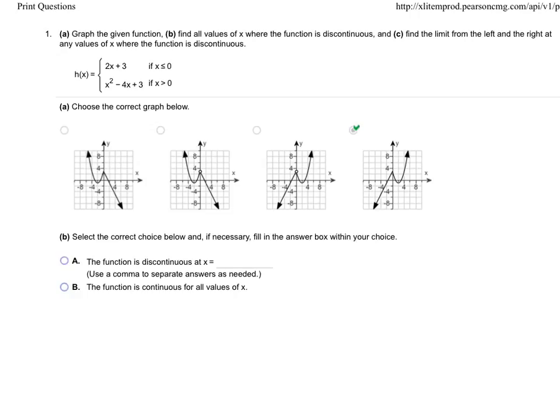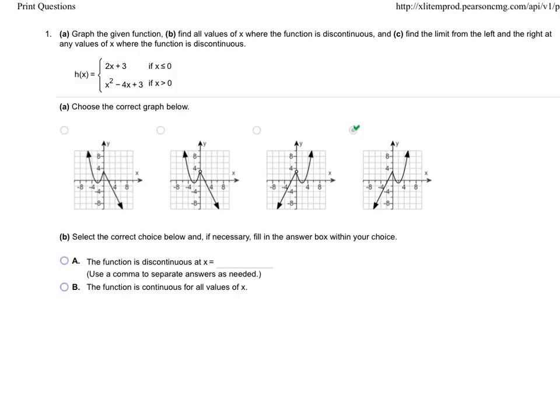Okay, this is a problem out of section 11.2 in my math lab, and it's a piecewise function that asks us to graph the function and then find all the y values where the function is discontinuous, and then find the limit from the left and the right at any values where the function is, in fact, discontinuous. So for the first one, the correct answer is already checked.